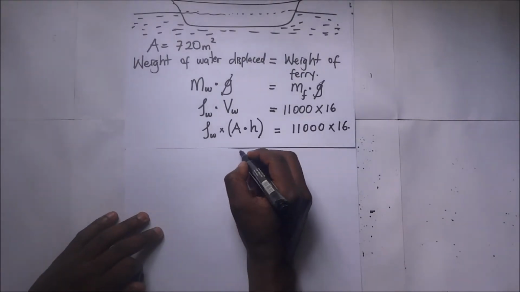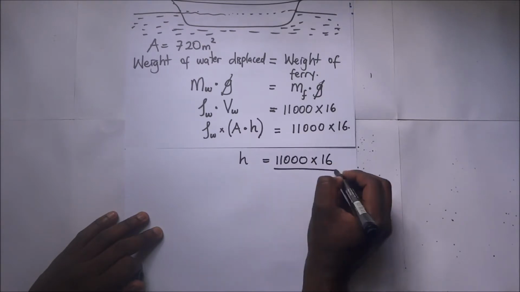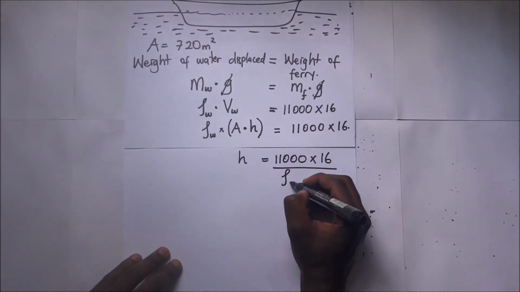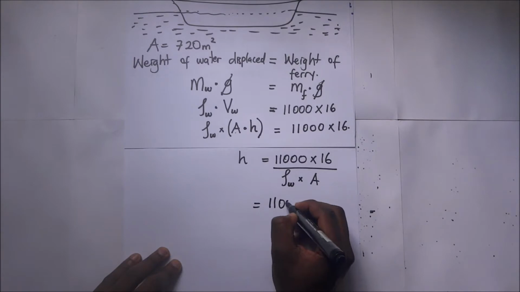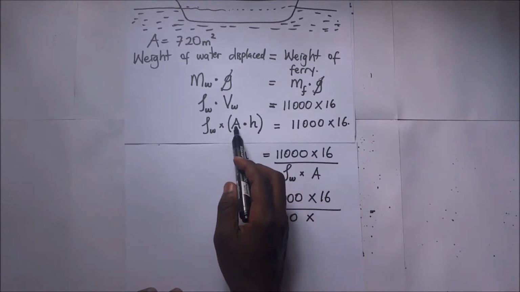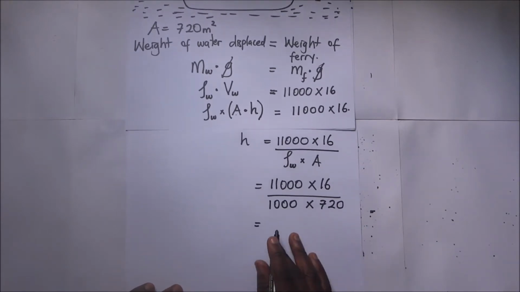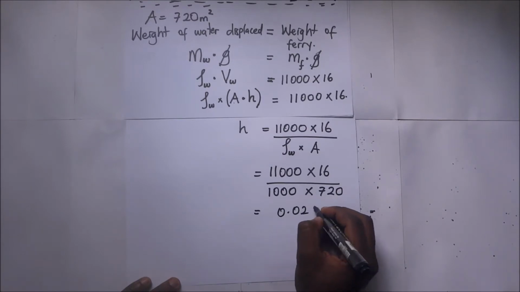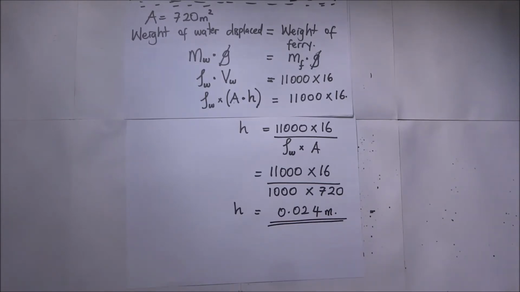So that extra depth H is going to be equal to 11,000 multiplied by 16, divided by the density of water multiplied by the cross-sectional area A. Of course this is 11,000 times 16 cars, divided by the density of water, which we all know to be 1,000, multiplied by the cross-sectional area of the ferry, which is 720, and we shall end up with our answer being 0.024 meters. So the ferry sinks an extra 0.024 meters as a result of those added cars.